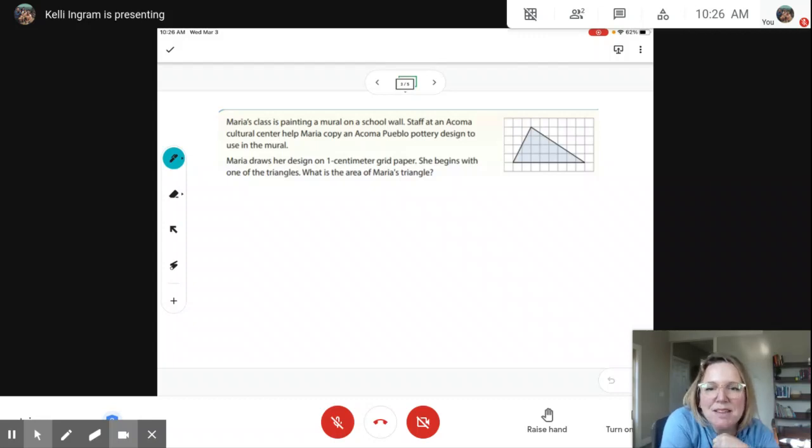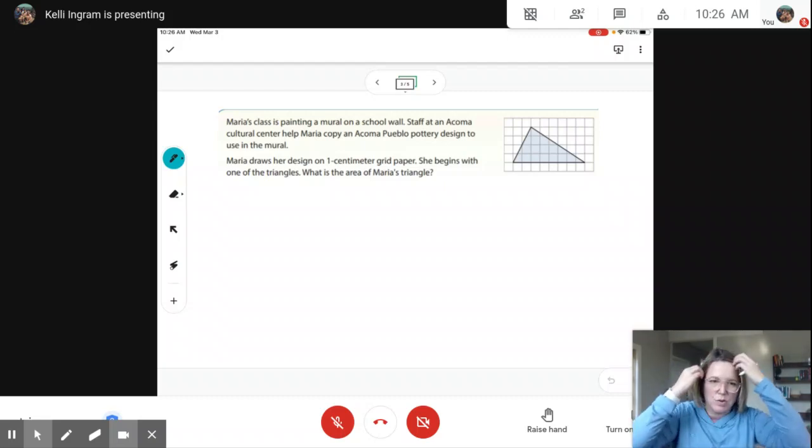So, Maria's class is painting a mural on a school wall. Staff in Acona Cultural Center helped Maria copy the Pueblo pottery design to use in the mural. Beautiful. Maria draws her design on 1 centimeter grid paper. She begins with one of the triangles. What is the area of her triangle?